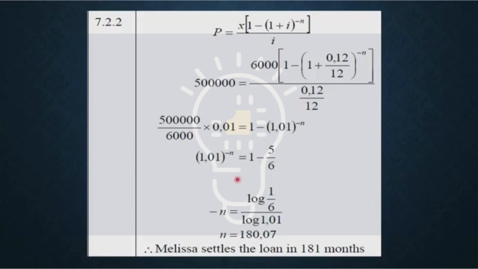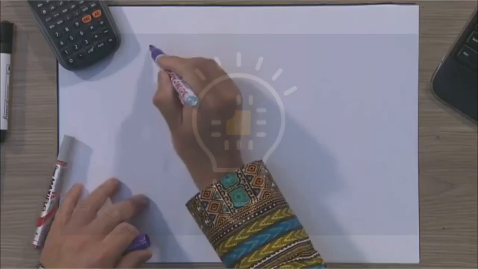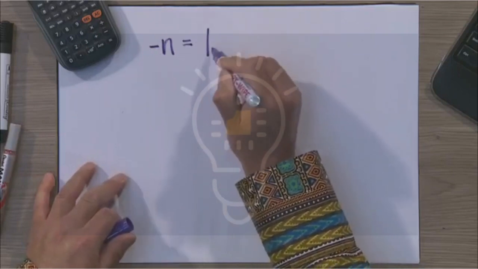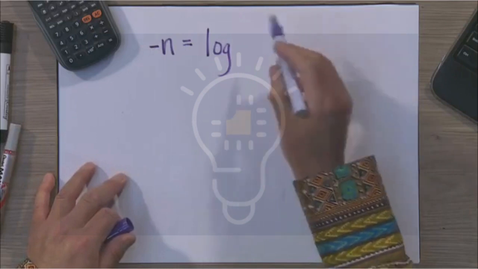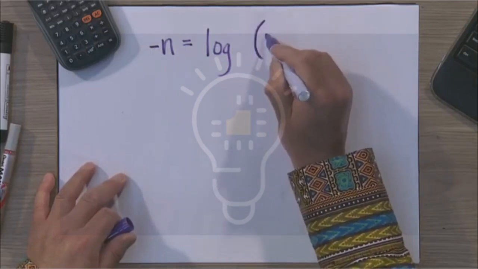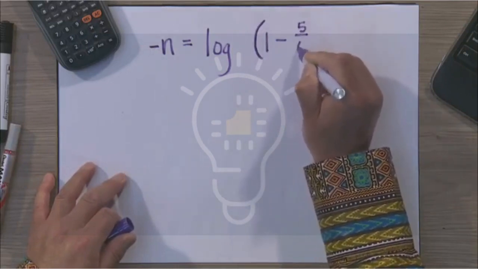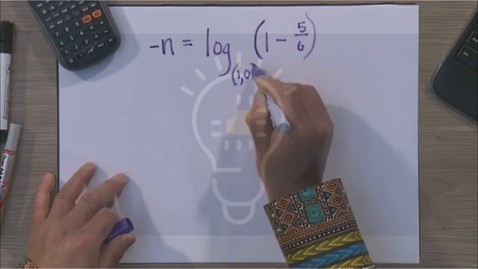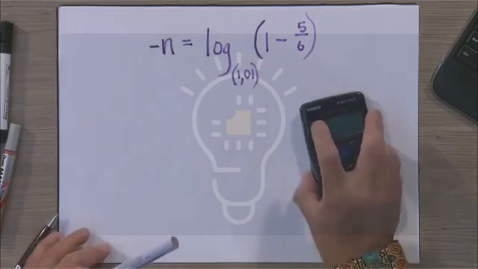When we simplify that, we can now use logarithmic principles. Minus n is equal to the log of this particular number to that base there. In a real sense, we can also write it like this. We have as an opening statement there, minus n is equal to the log, we can say, and we can actually put this in brackets here. We're going to have 1 minus 5/6. And to our base, we're simply going to add 1,01. That's putting it in the format that the calculator would like to have it in.